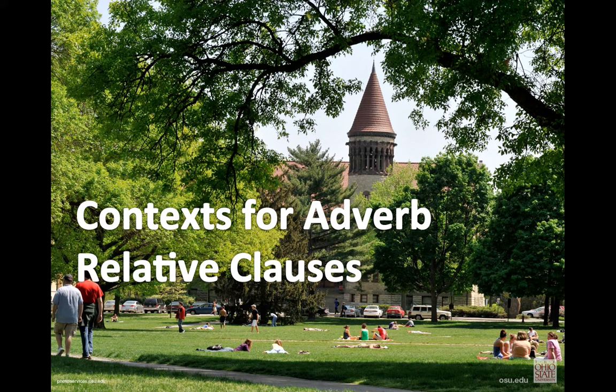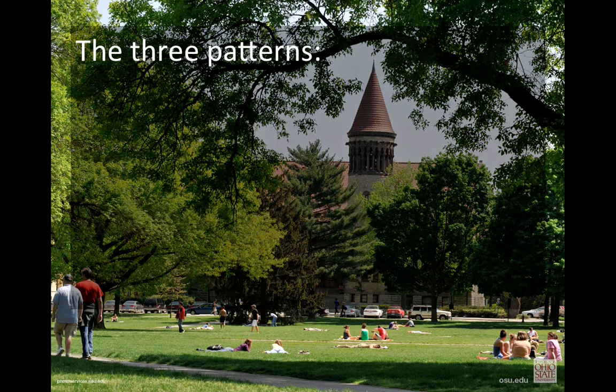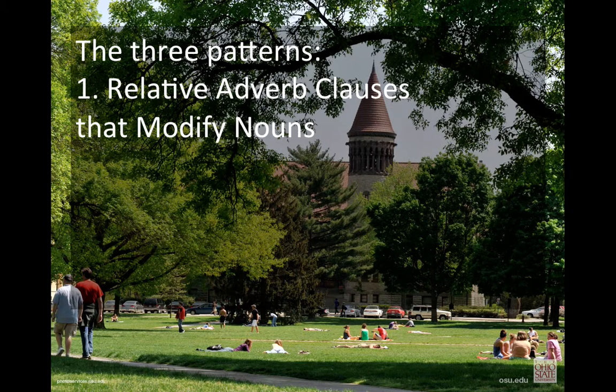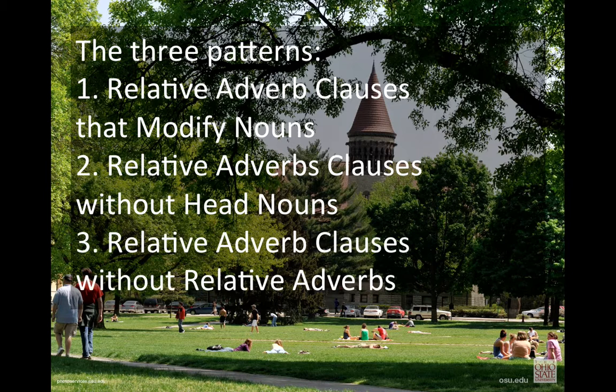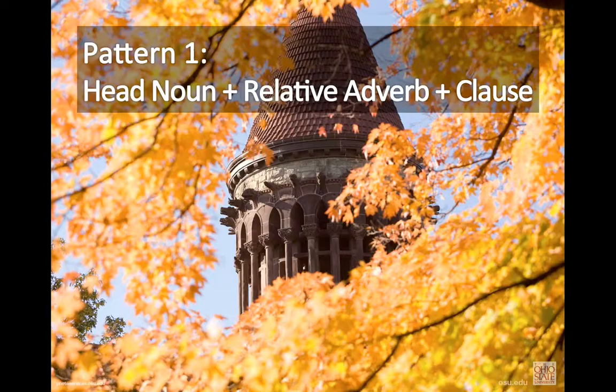Today we're going to talk about contexts for adverb relative clauses. There are three patterns of using adverb relative clauses. The first one is the full relative adverb clause that modifies nouns. The second pattern is a relative adverb clause without head nouns. And the third is relative adverb clauses without relative adverbs. So the second and third patterns are both reduced relative adverb clauses. You can think of them that way. Let's take a look at all three patterns.